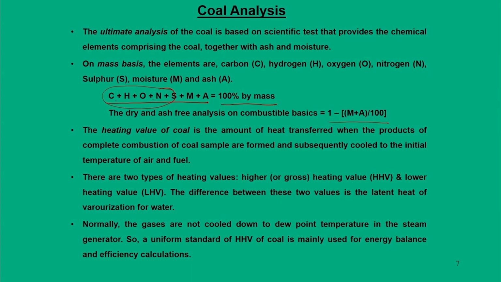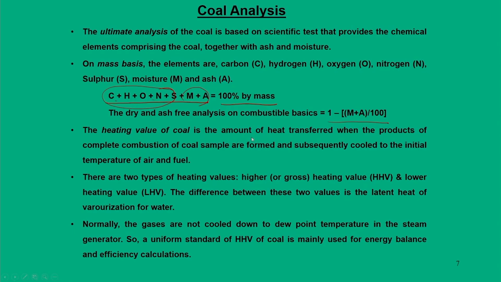So, essentially speaking, out of 100% by mass, if you take out M plus A, then the rest amount is the usable form of coal. Now, another parameter while using this coal is to find out the heating value of the coal.